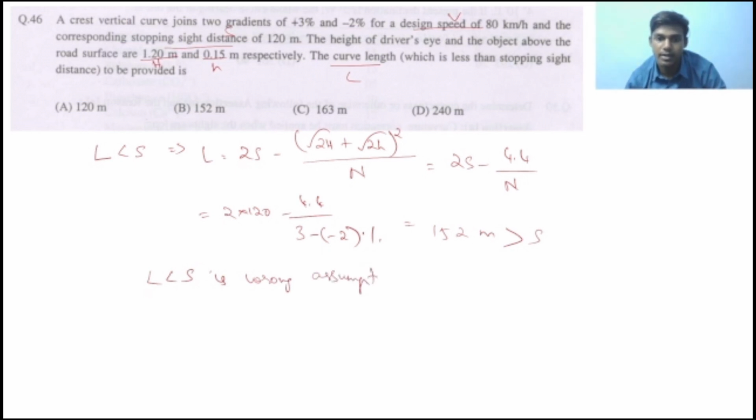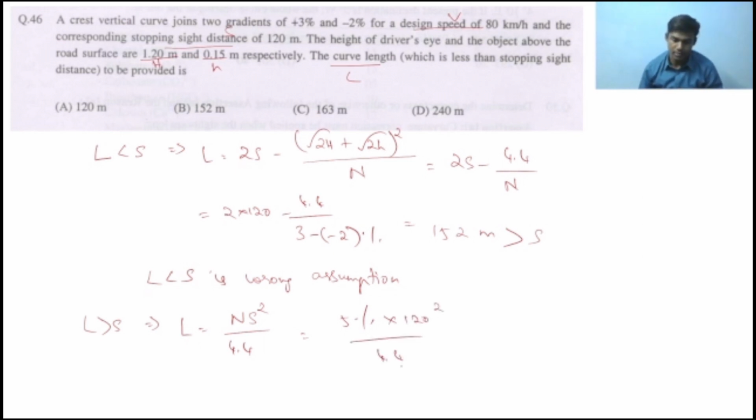Now we have to consider L greater than S. Now the formula will be changed to N S square divided by 4.4. This 4.4 is nothing but root 2H plus root 2h, whole square. So it will be 5 percentage into 120 square divided by 4.4, and now we will get the answer as 163.64 meter. Therefore, option C will be the right answer.